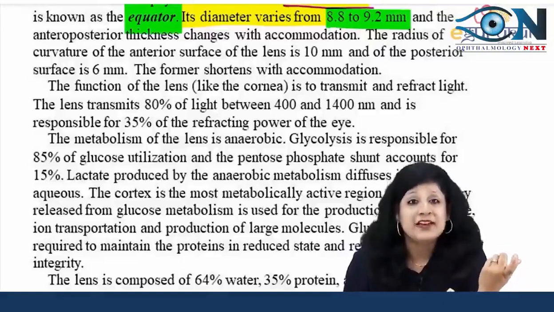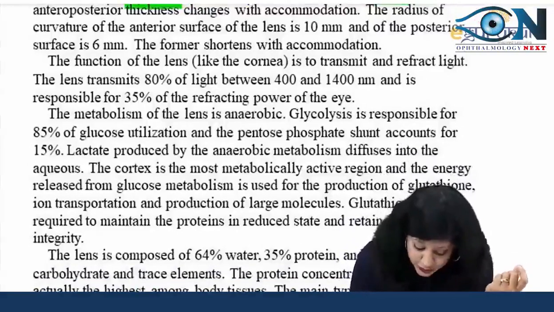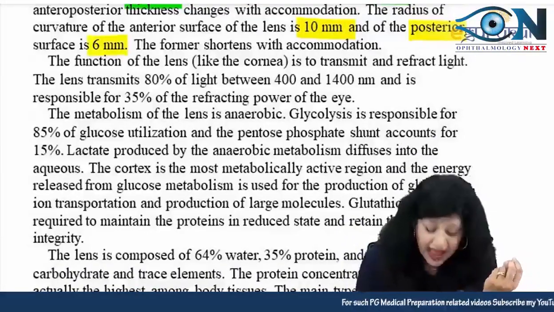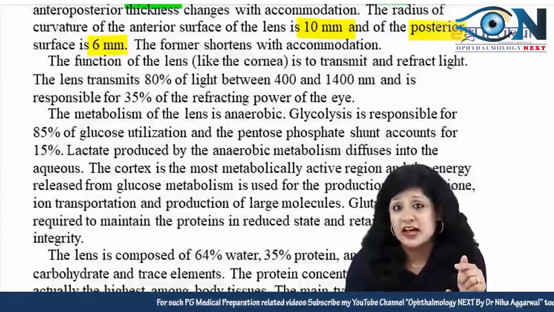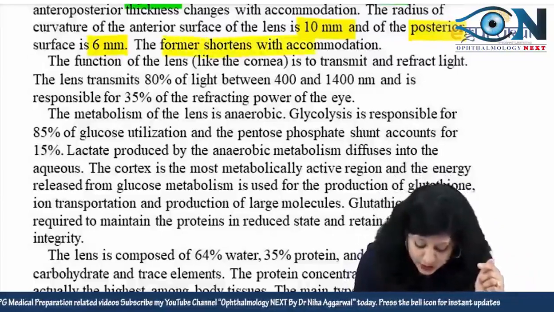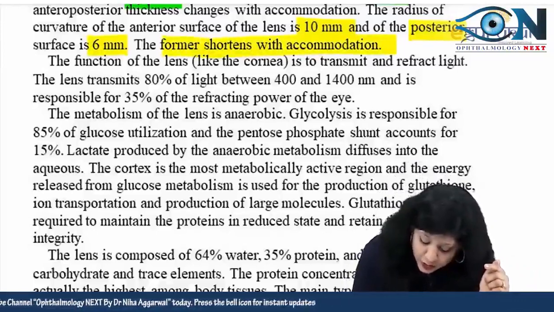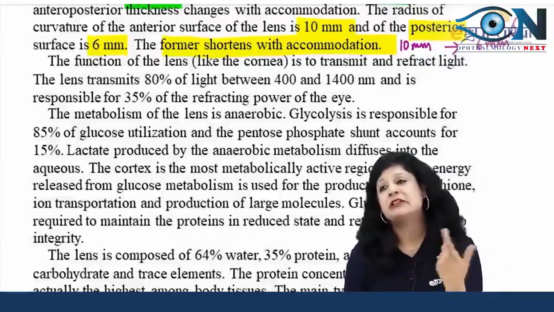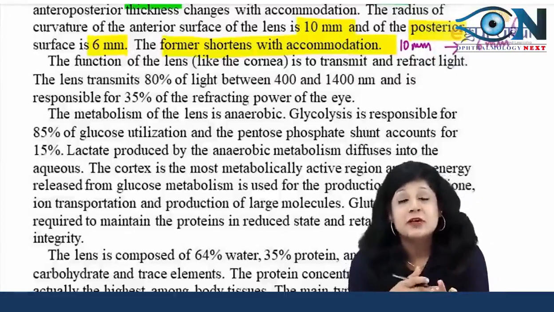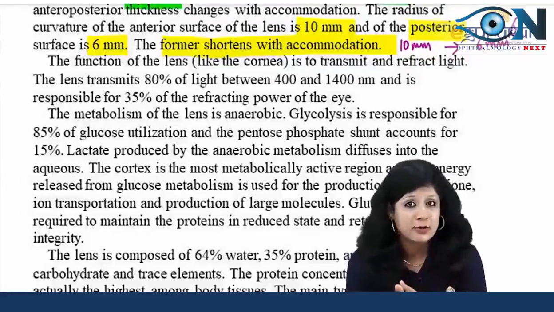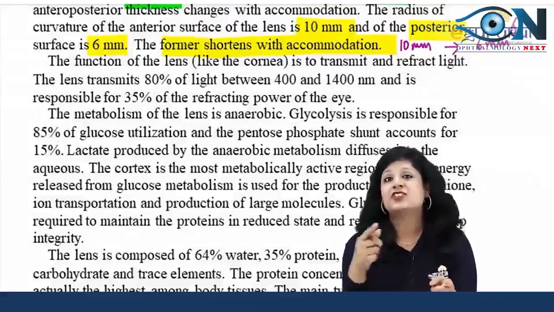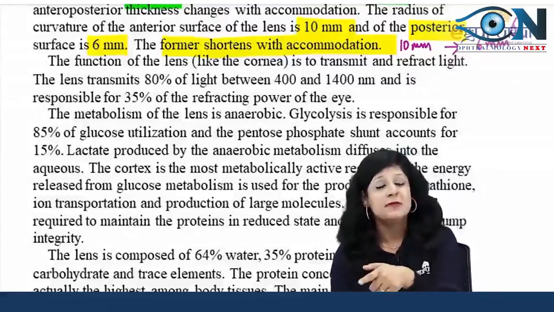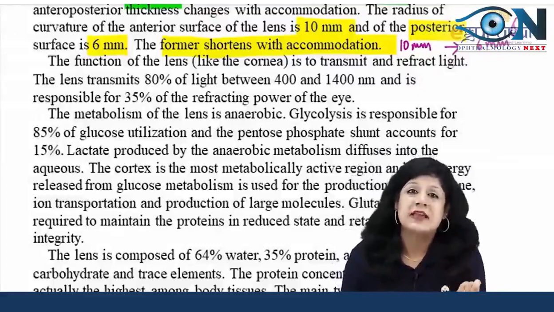Okay, now what are the radii of curvature? The ROC. The anterior ROC is 10 mm and the posterior ROC is 6 mm, and it is the former, meaning the anterior ROC, that shortens with the accommodation. How much does it shorten? From 10 mm it goes to 6 mm. I hope you remember this. I always tell you in classes that this is a good MCQ: which of the following changes during the accommodation? It is the anterior ROC that changes from 10 mm to 6 mm, while the posterior ROC remains the same, that is 6 mm only.